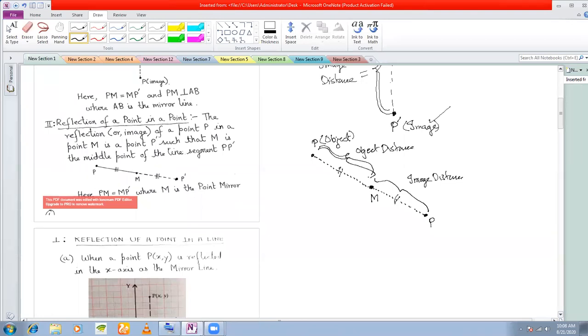So what do you realize here? You realize that this M actually acts as the midpoint of this straight line, P P dashed. This M acts as the midpoint of this entire length. So whether you are finding the image of a point in a line or the image of a point in a point mirror, the object distance must be equal to image distance. Any questions here?